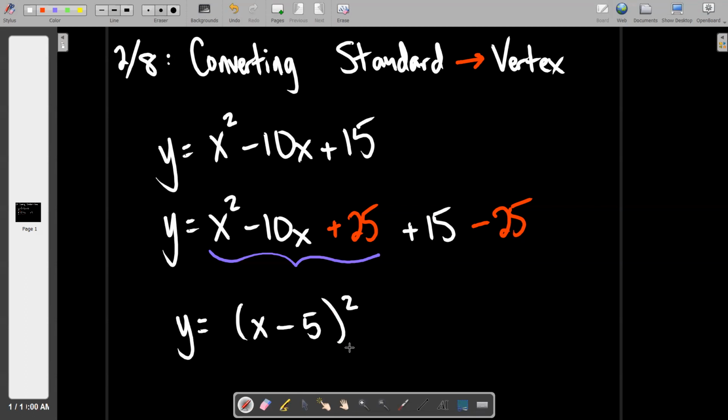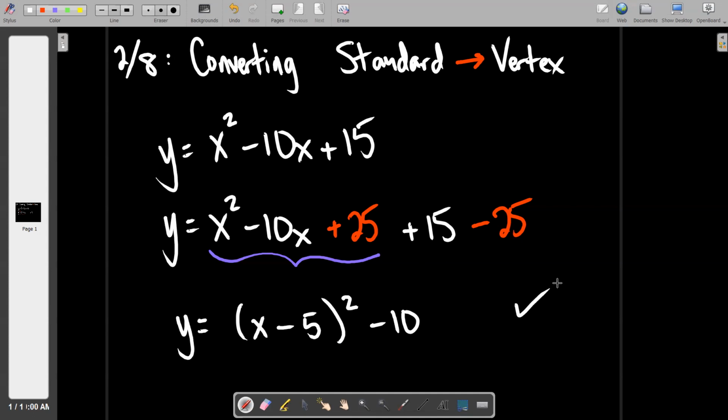And you already go, hot dog, it looks just like vertex form. Yep, I know. And then you got to do a little bit of little kitty math. And the little kitty math will sometimes be third grade like this, and sometimes it'll be more sixth grade with fractions, but it still is just math, right? What is 15 minus 25? And there is your vertex form. Done. Got it?